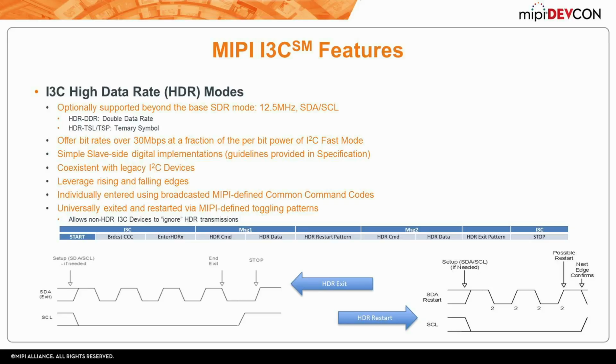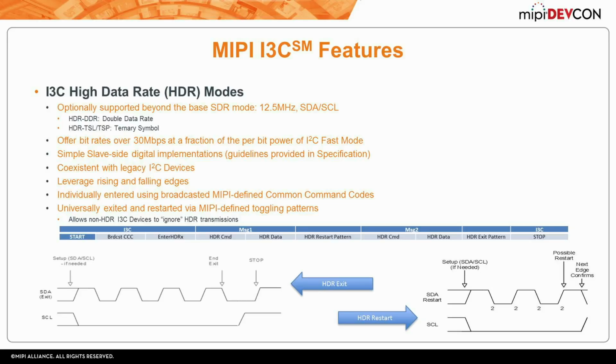So the goal with these is to push the bit rate, right? So on top of our 12.5 megahertz clocking, can we get at or above 30 megabits per second at a fraction of the per bit power? Can we keep it simple? This was very, very important for us, and as many people that are familiar with I2C know, gate count is very important. So keep it simple, keep it low on gates. Maintain coexistence with legacy I2C devices.